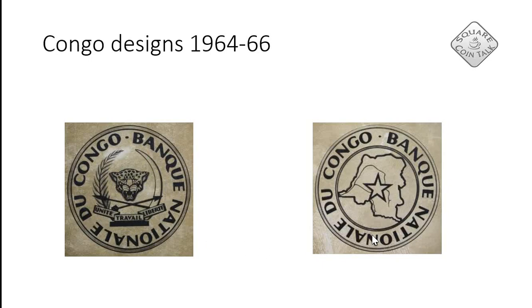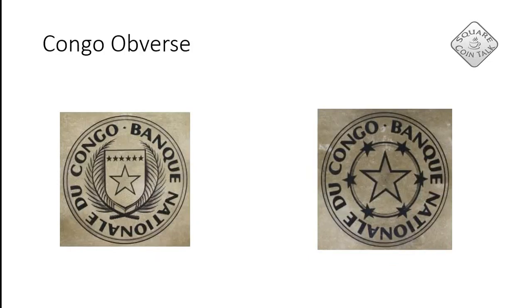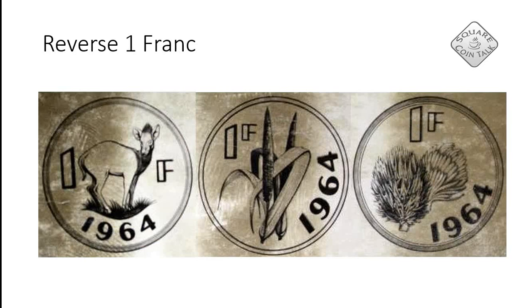Now, here we just have the country, and the star in the middle represents the Republic. And on these designs we can see the star again, but we see 6 smaller stars either around it on the right side or above on the left side, and they represent the 6 provinces. Now let's look at the reverse.